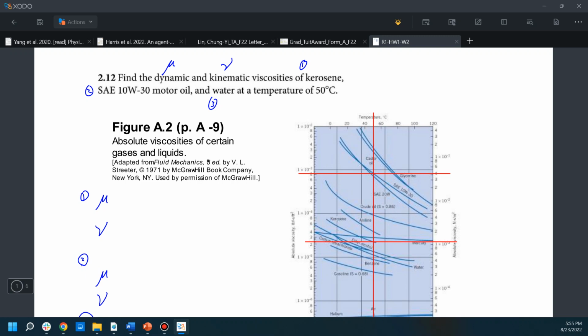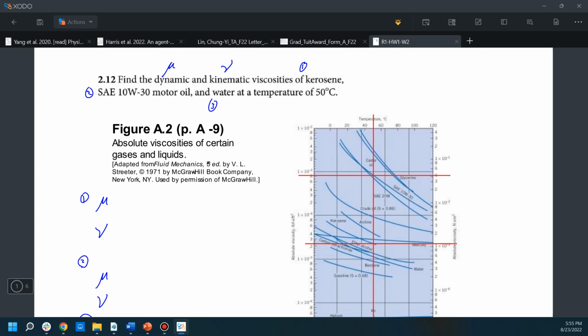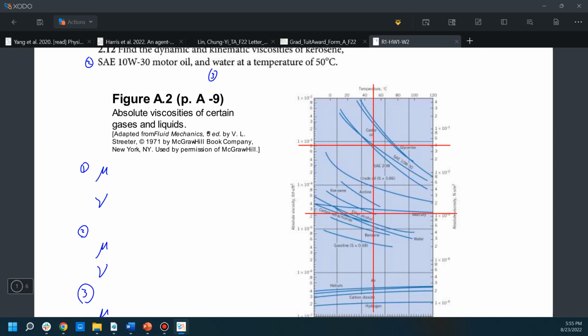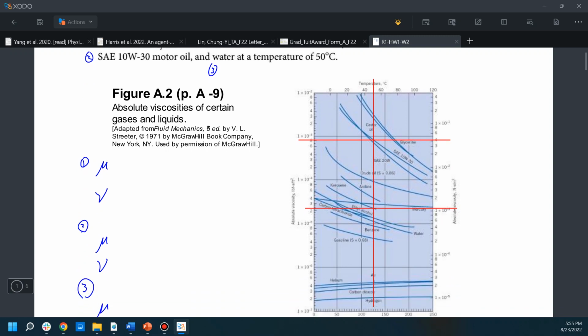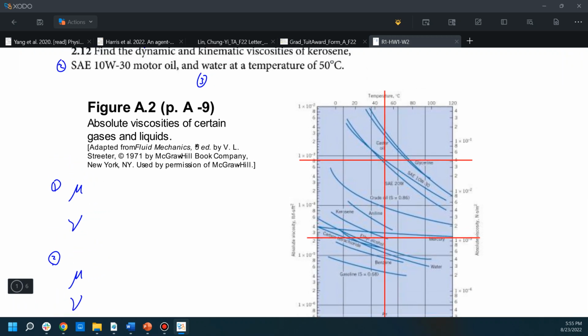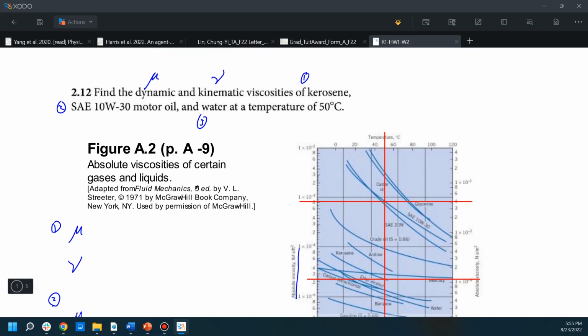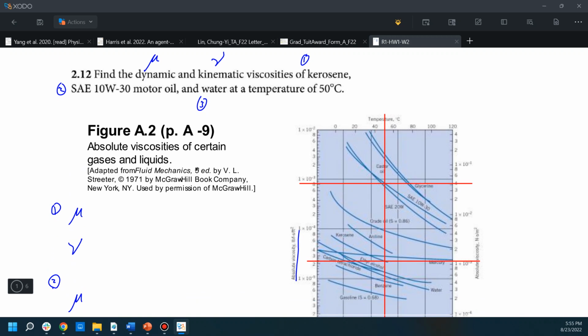To find the viscosity values for these three different items, we will need to utilize the figures and table in the appendix. For the kerosene and the motor oil, we will apply figure 8.2 on page 9 in the appendix. I already drew the reference lines on top of this figure to show you the process of how to find those values. This first figure is for the absolute viscosity, which is the dynamic viscosity.